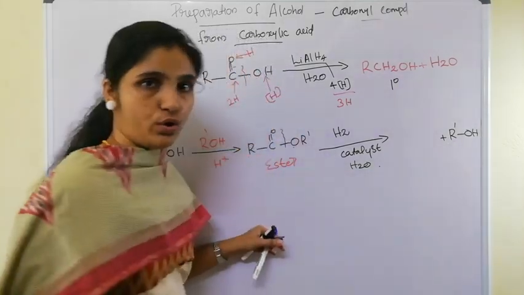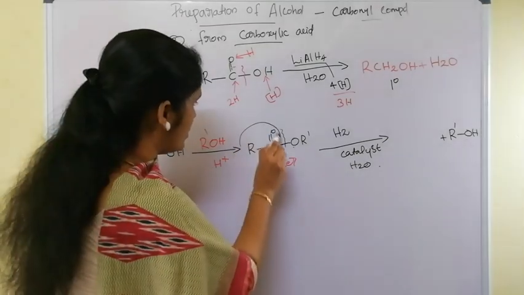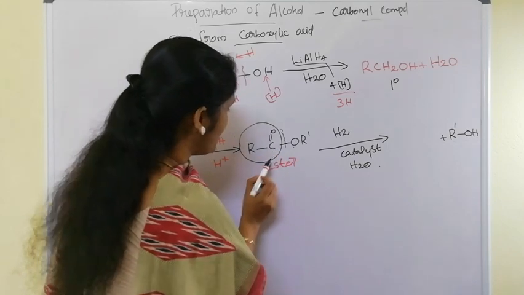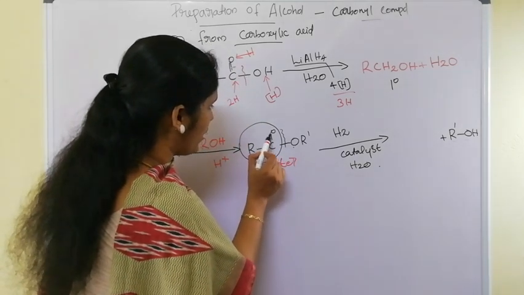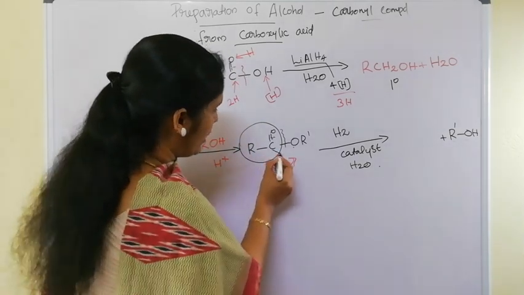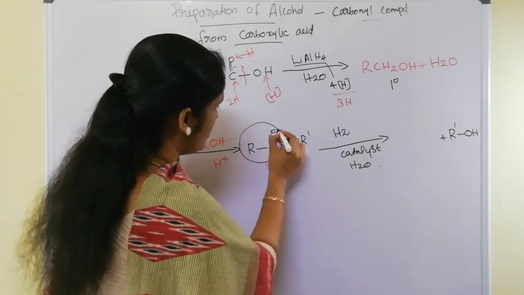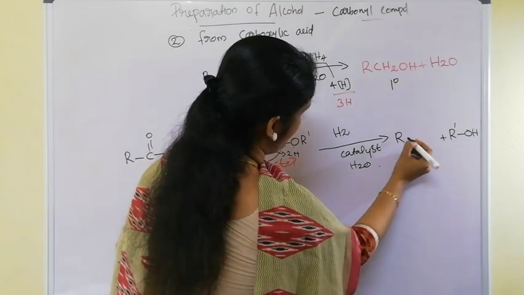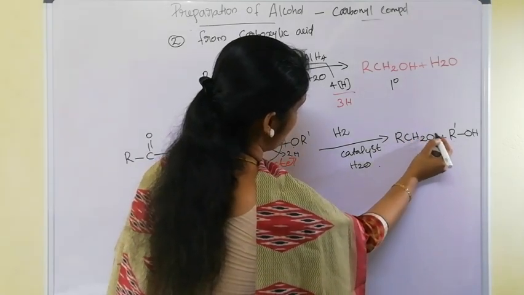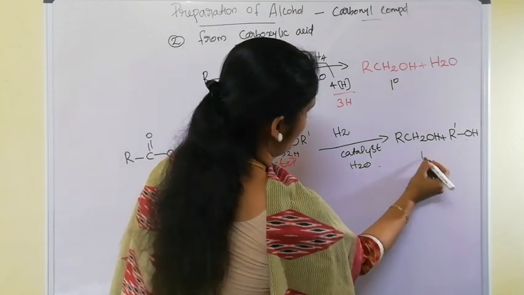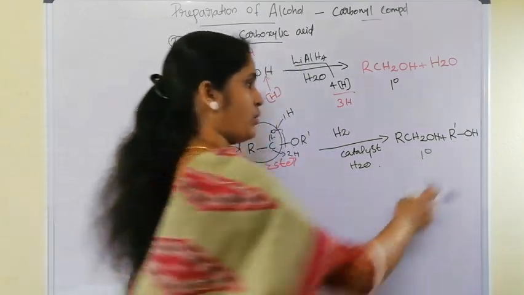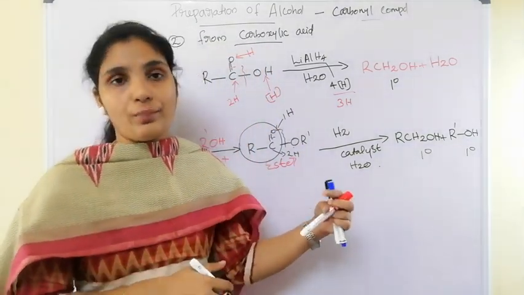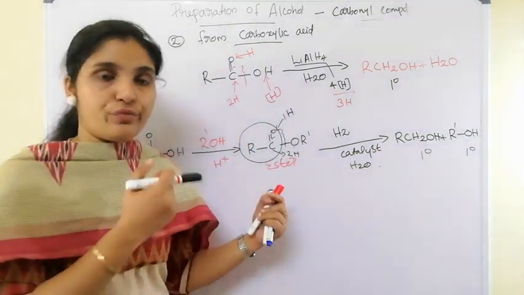R dash OH. Now this is the remaining part, RC double bond O, and here also the double bond between carbon and oxygen is broken down, carbon accepts 2 hydrogens and oxygen accepts 1 hydrogen, and it turns to what? RCH2OH. RCH2OH is a primary alcohol. This is also a primary alcohol. So children, this is what happens in the reduction of ester.